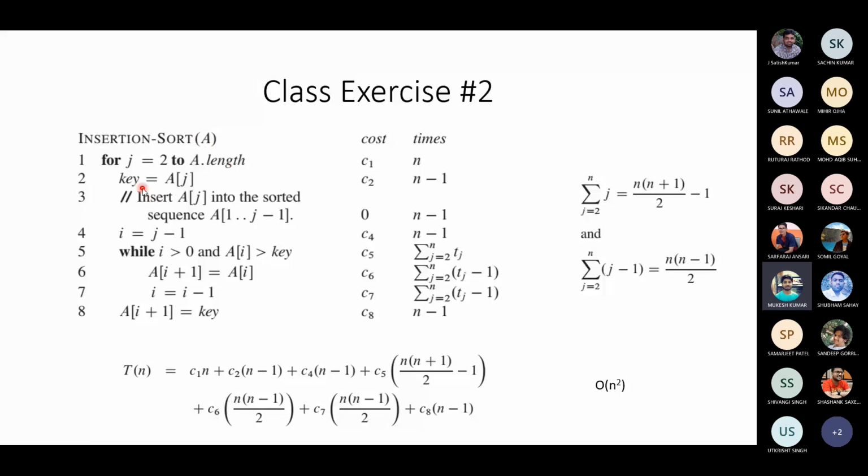A of j will be stored in key. Whenever you write a double slash, it's a comment, as we understand in C programming. Whenever a double slash is there, it is a comment. Then step 4 is i equals j minus 1. This is a simple way of writing pseudocode. Then you are defining while, and these two conditions should be satisfied. This is a logical and. So you are defining this step.